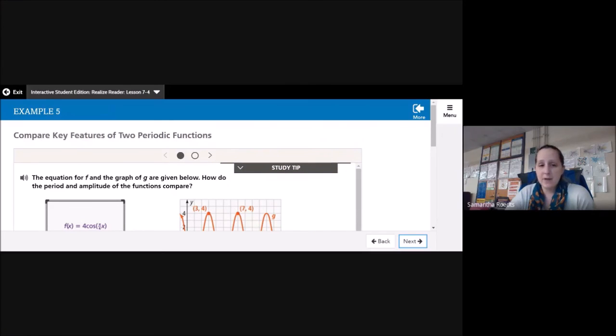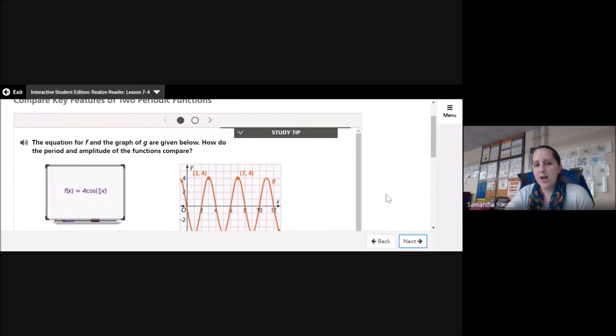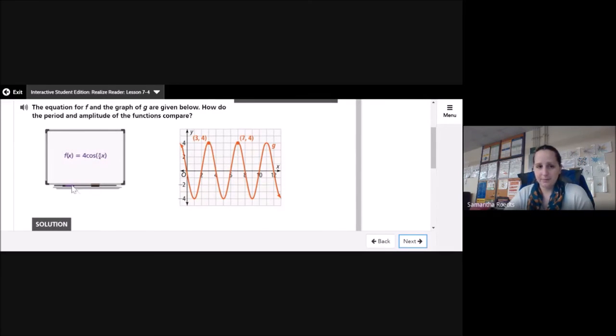Example 5, compare key features of two periodic functions. The equation for f and the graph of g are given below. How do the period and amplitude of the function compare? So I have f of x equals 4 cosine pi over 4x. So if I look at this, I see that I'm starting at 0, okay, for my graph. My period is between 0 and 4. Okay, my amplitude looks like it's at 4.